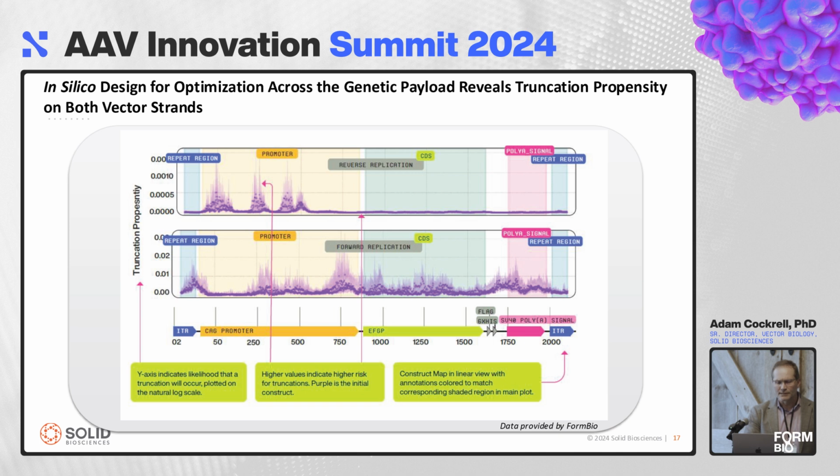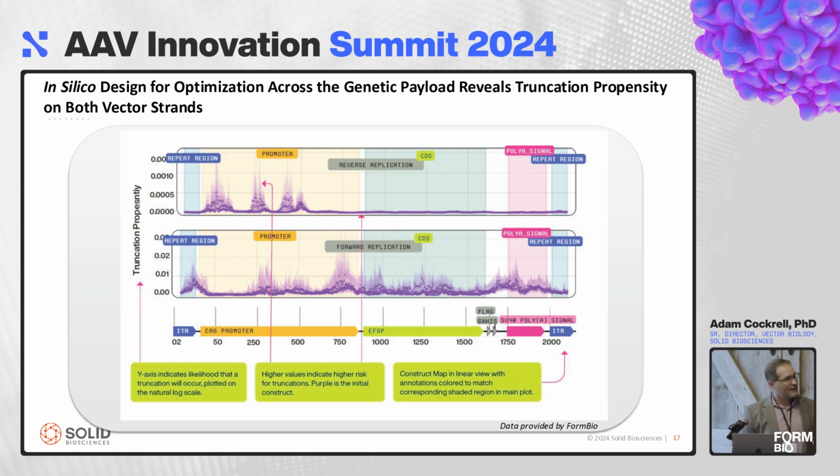So what do some of these in silico designs and optimizations look like? This is an example of one of the in silico modelings. This is a construct shown at the bottom, and then across that you have the forward and the reverse strands. The forward strands here and the reverse strands here. And what you'll notice right away is that this is a truncation propensity prediction, so where you might have truncations throughout that structure. It gives you an idea of these various regions where truncations might be occurring.